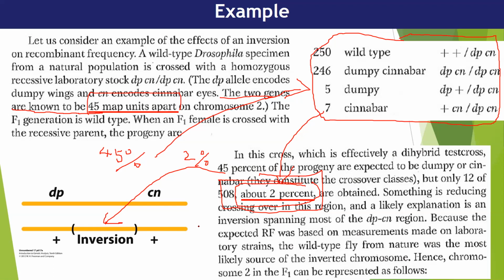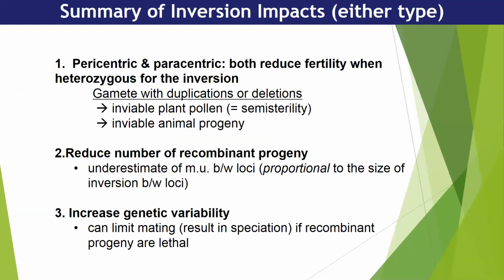All right, so let's continue. I think I'm done with this part. This slide just summarizes what we have learned for the inversion. Again, we have two forms of inversion, the peri and the para. So make sure you understand the definition difference between these two.